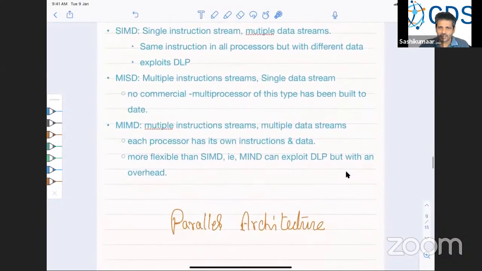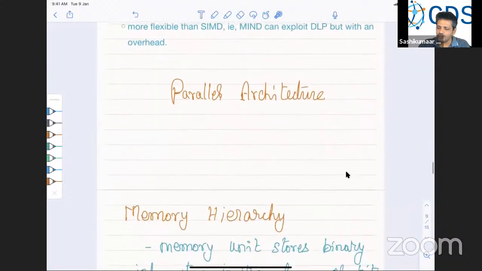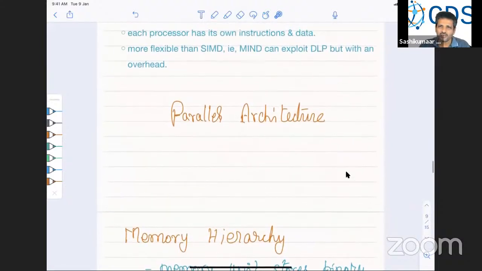In the next class, I'm just going to show the different parallel architecture machines, and then we are going to start on the memory hierarchy: what is L1 cache, L2, why it is important, how the performance is affected, and other things we will be seeing.